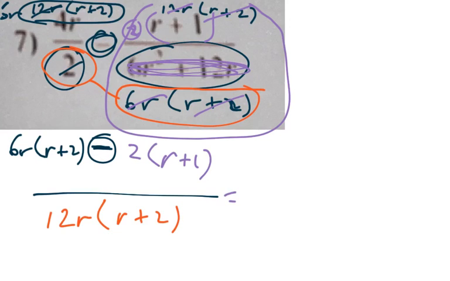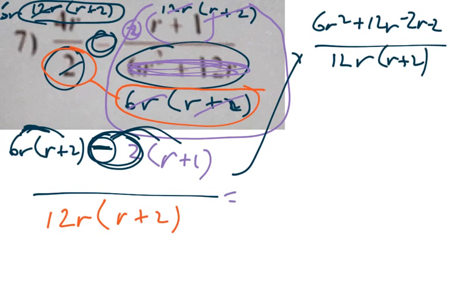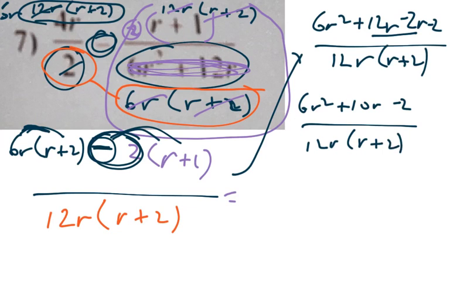All right, let's do a little distributive property here. Matter of fact, let me just come up here. So I have right here 6r squared plus 12r. Now guys, I'm going to distribute the 2 and the minus together. Minus 2r minus 2 over 12r, r plus 2. Now guys, let's do a little combining like terms. 6r squared. The 12 minus 2 is 10r minus 2 over 12r, r plus 2.